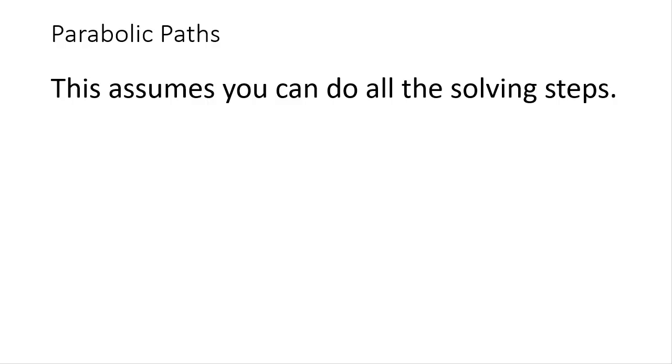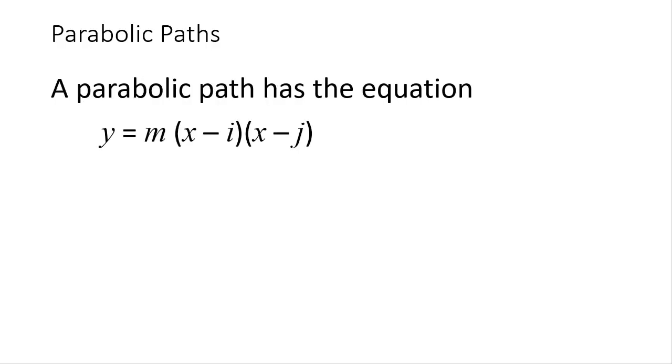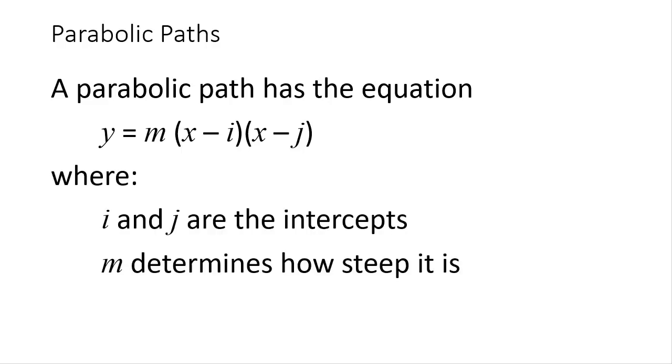The questions are very similar to the Level 1 tables, equations and graphs parabolas, except that the solutions tend not to be whole numbers. So let's revise that year 11 stuff. A parabola has an equation that can be written from the intercepts, and at the higher levels there's a component m which determines how steep it is. So I and j indicate where it cuts the x-axis, and m is how high or low it is.